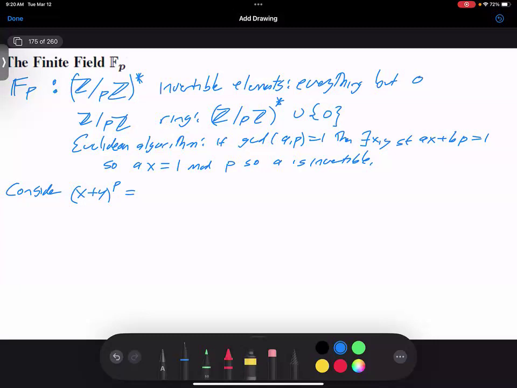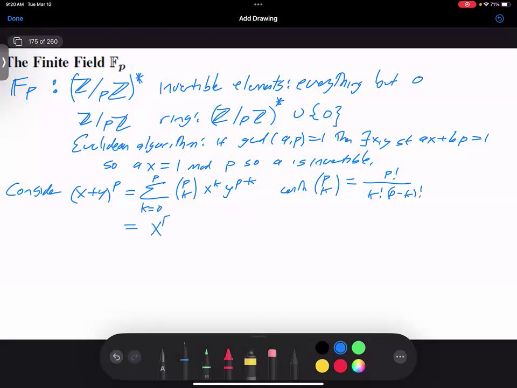Binomial theorem, right? This is the sum, k goes from 0 to p, of p choose k, x to the k, y to the p minus k, with p choose k equals p factorial over k factorial times p minus k factorial. So the first term is going to be x to the p. Then we'll have a sum, k goes from 1 to p minus 1, of p choose k, x to the k, y to the p minus k, plus y to the p.